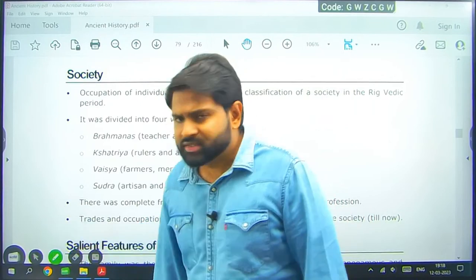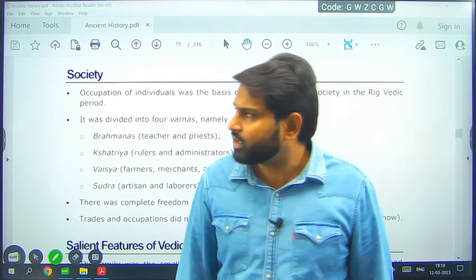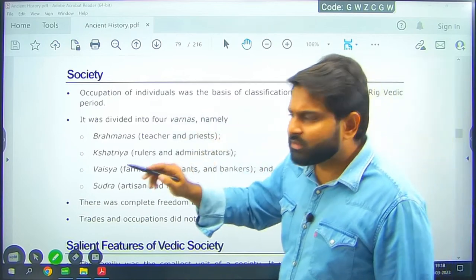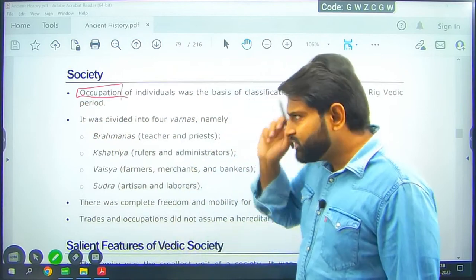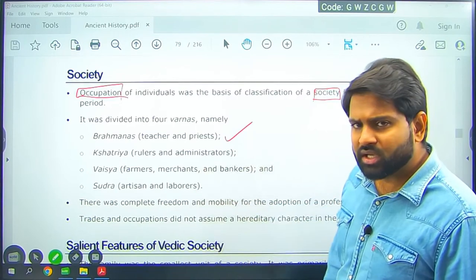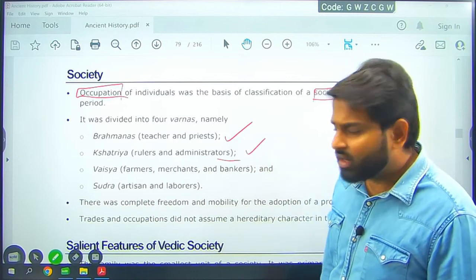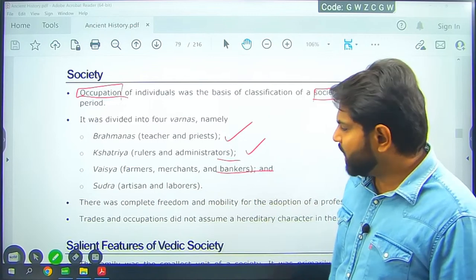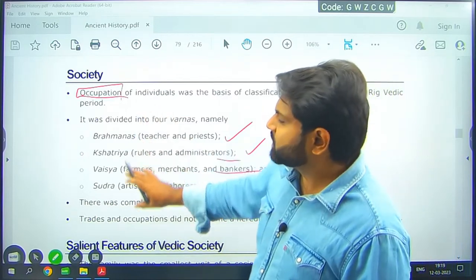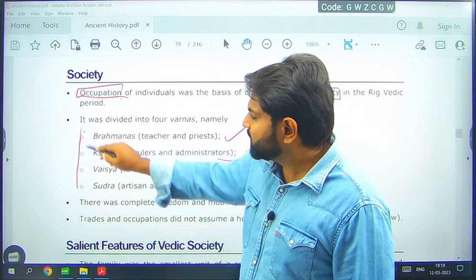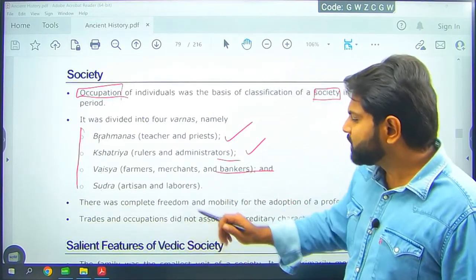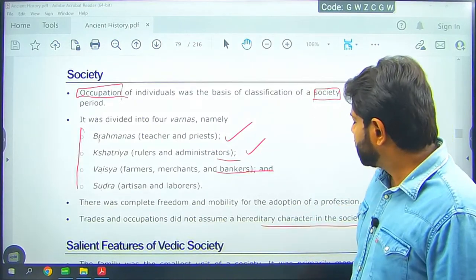So when we talk about society, Vedic society, early Vedic society and later Vedic society, the occupation of individuals was the basis of classification of the society. It was divided into four varnas. One, Brahmanas, who are teachers and priests. Kshatriyas, rulers and administrators. Vaishyas, farmers, merchants and bankers. Sudras, artisans and laborers. There was complete freedom and mobility of adoption of profession. So this caste system is not rigid. There is mobility. The son of a Sudra can become a Brahmana. The son of a Brahmana can become a Vaishya. So there is clearly social mobility. Trades and occupations did not assume a hereditary character in the society.